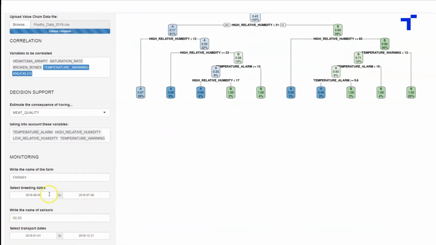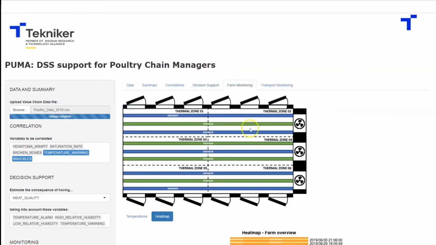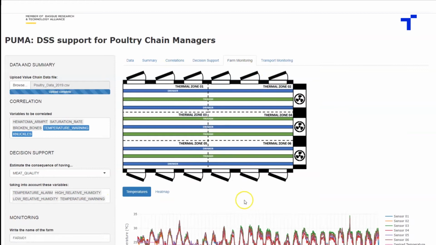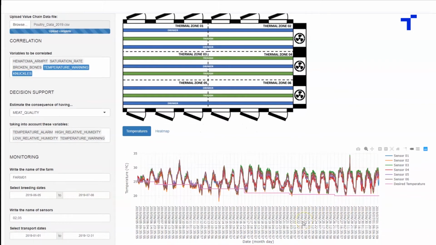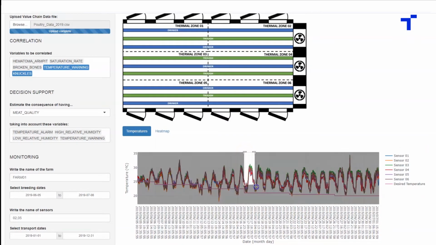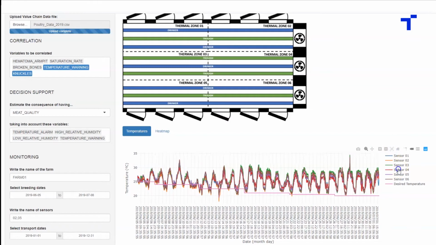By selecting the dates of interest and a specific farm, PUMA allows you to keep track of the evolution of certain environmental conditions and established set points, in such a way that if any deviation happens, for example in this case that the farm temperature does not follow the established set points, corrective actions can be carried out in an agile and early way.